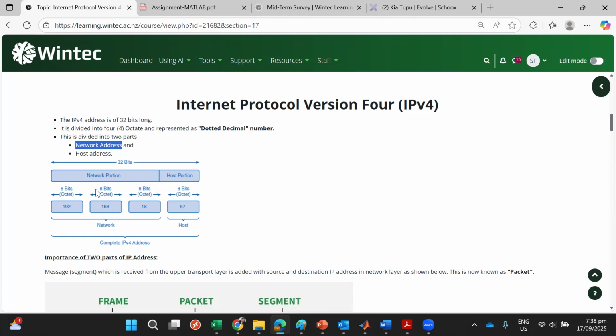If you are sending your message outside a LAN, then you need to send it to the gateway router. And if you are sending within the network, then you don't need to send it to the router. It should be sent through the local switches that we have learned.